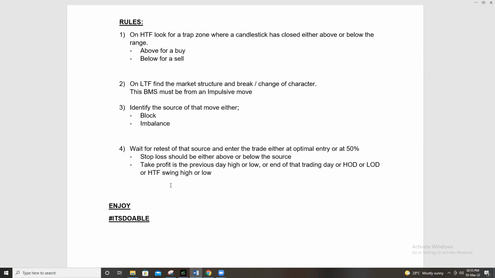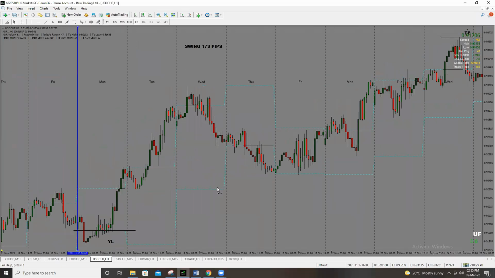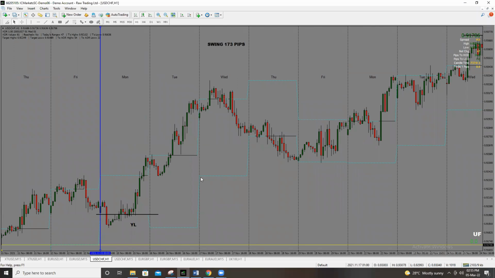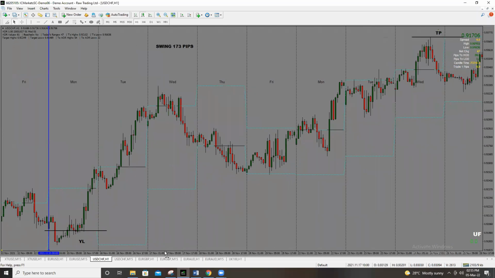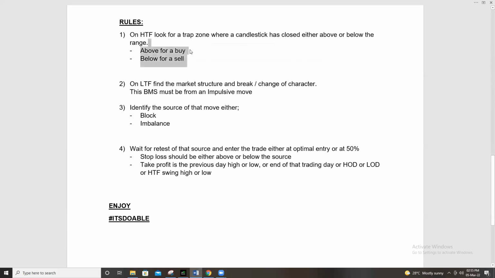Now let's get to a chart. So we'll be reading the rules, coming back to the chart. So rule number 1, on higher time frame, we're going to look for a trap zone. Remember, yesterday's low, yesterday's high. So we go to a higher time frame. My choice is the 1 hour chart. So I'm on the 1 hour chart.